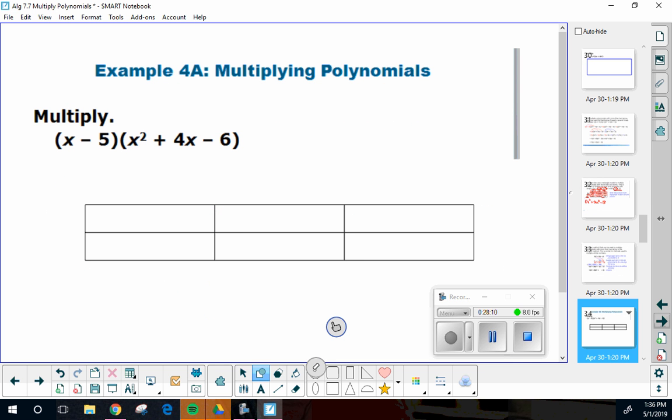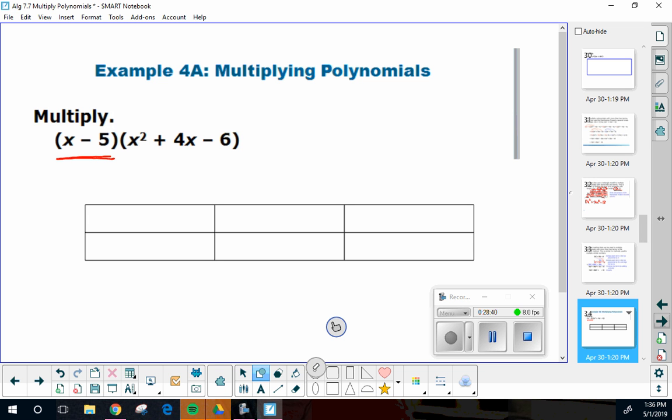Are you ready? Yes. All right, write this down in your notes. This is in your notes only. X minus 5 times x squared plus 4x minus 6. And we're going to draw our own grid. X squared plus 4x minus 6. So make sure you've given yourself plenty of room to draw the grid.